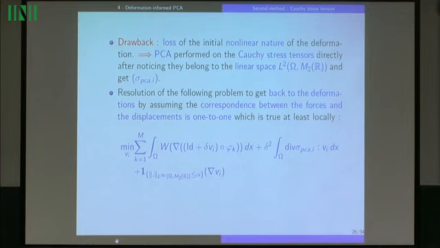So in order to overcome this drawback, we then propose a second method, which is we want to perform the PCA on the Cauchy stress tensor directly after noticing that they belong to the linear space L2. And then we solve this problem to get back to the deformations by assuming that the correspondence between the forces and the displacements is one-to-one, which is true at least locally. And actually this last term here has been added in order to make sure that Vi is Lipschitz continuous and that the chain rule for the composition here can be applied.